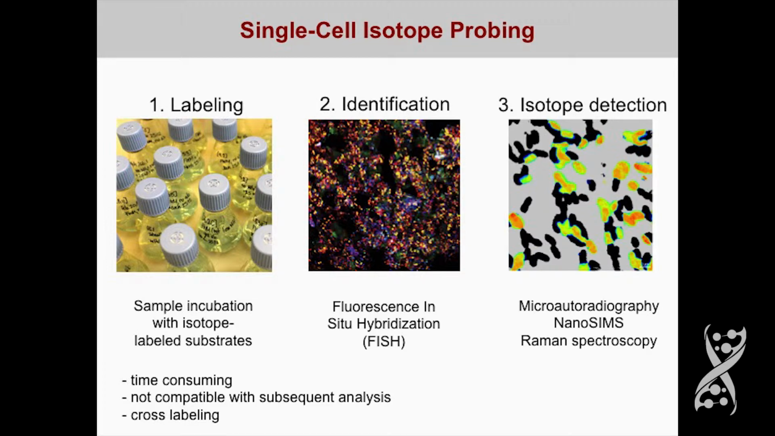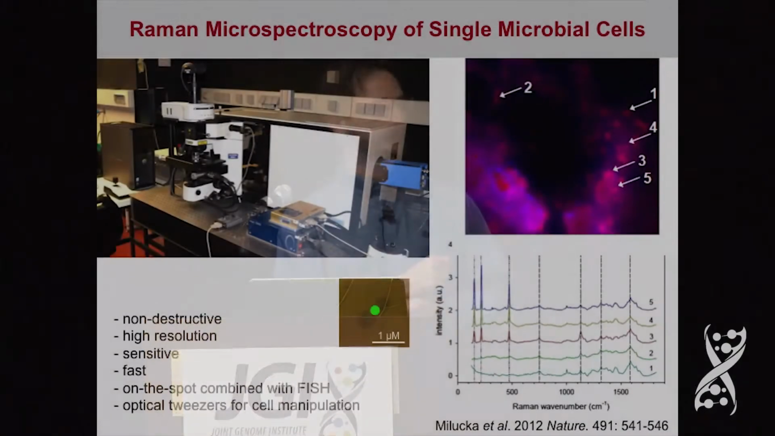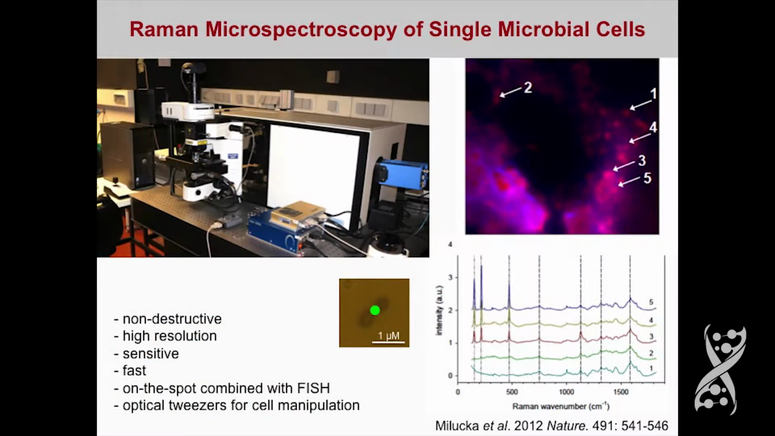Our department has a long history in using and even developing these methods, but let's say we needed something more elaborate, which is less time-consuming and is really compatible with subsequent analysis methods like genomics, and is free of cross-labeling. So we thought that the goal will be achieved with Raman microspectroscopy, which is really a non-destructive, high-resolution, and very sensitive method, which is also very fast.